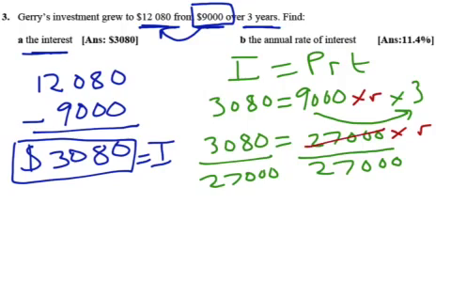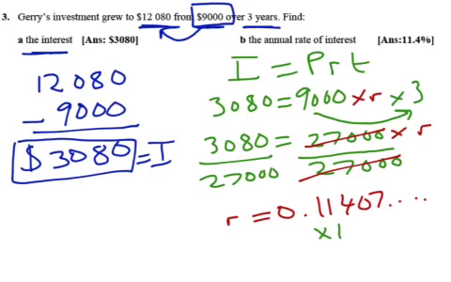Okay, then cross out, cancel the 27,000. So now you're going to have R is equal to, now let's work out 3,080 divided by 27,000 equals. Okay, so that's 0.11407, and it keeps going. Now we want this as a percentage, so multiply that by 100, and that'll give you R equals 11.4%. Okay, so that is it.